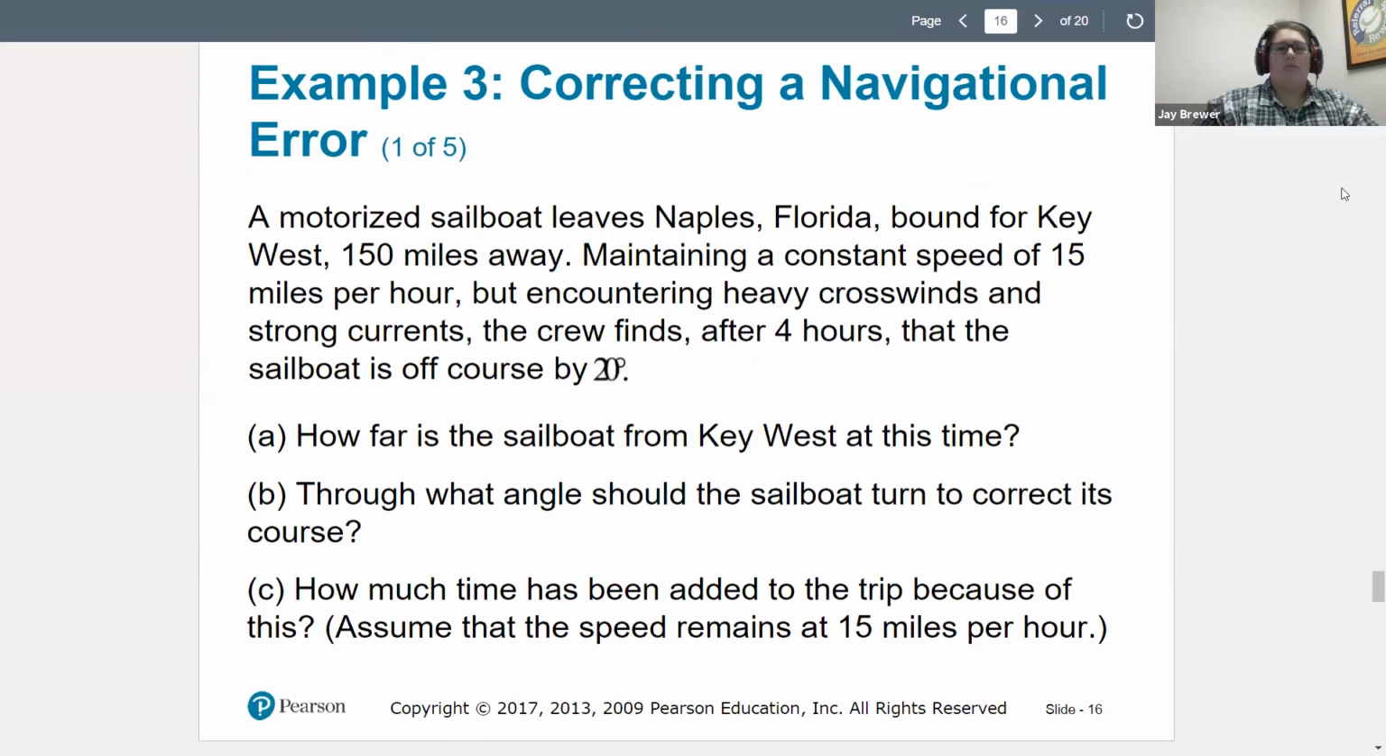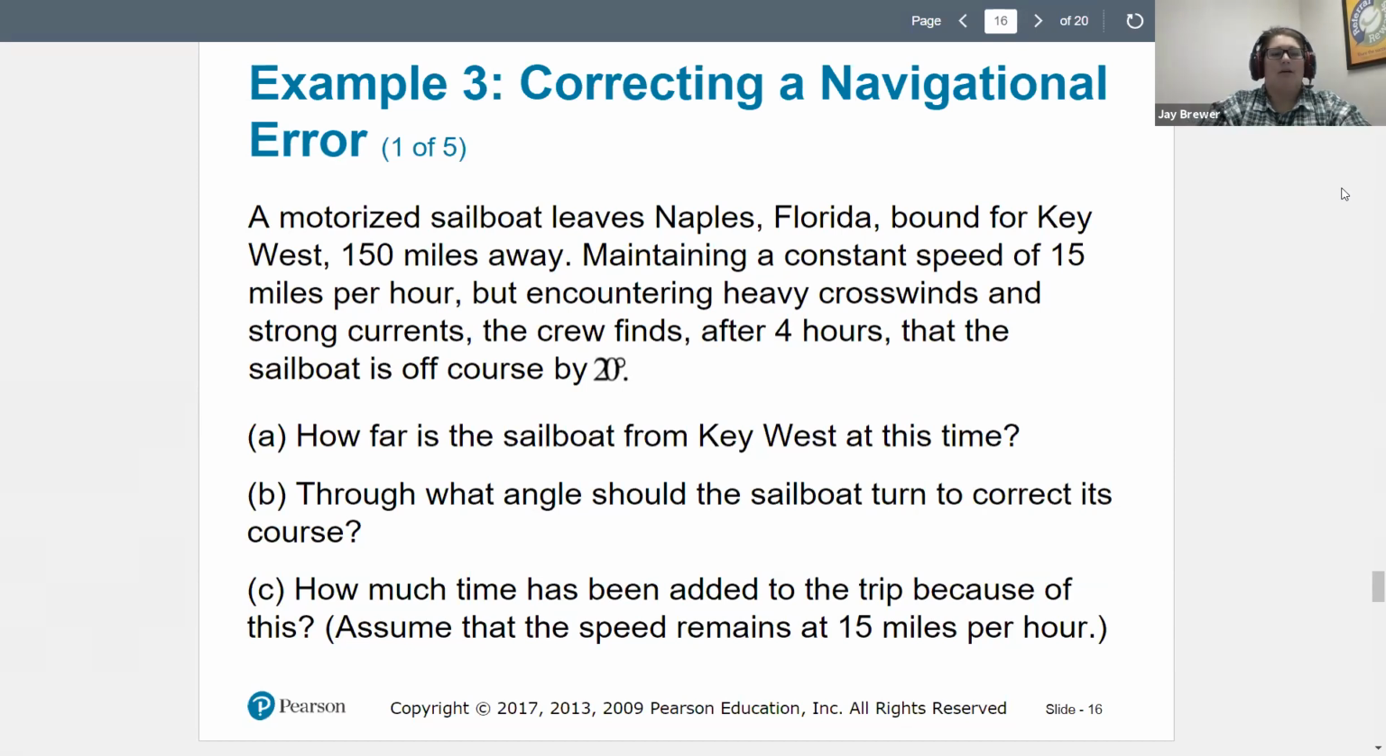So this is example 3. We are going to be working with correcting a navigational error. You can go ahead and take away whatever pullouts you want to pull from this problem. A motorized sailboat leaves Naples, Florida, bound for Key West 150 miles away. Maintaining a constant speed of 15 miles per hour, but encountering heavy crosswinds and strong currents, the crew finds after 4 hours that the sailboat is off course by 20 degrees.